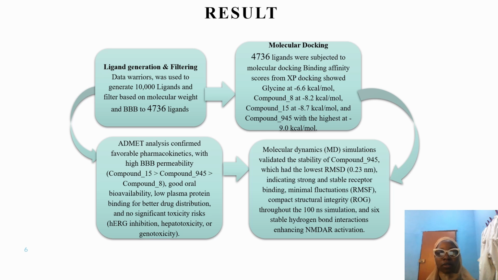The 3 compounds, including the apoprotein, were also subjected to molecular dynamics simulation at 100 nanoseconds, and the simulation validated the stability of compound 945, which had the lowest RMSD value, the root mean square deviation, at 0.23 nanometer, indicating strong and stable receptor binding. We have minimal fluctuation, the root mean square fluctuation, compact structural integrity, the radius of gyration, through the 100 nanosecond simulation, and stable hydrogen bond interaction, enhancing the NMDAR activation.